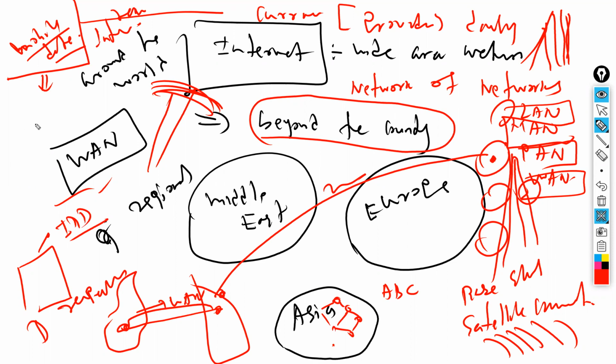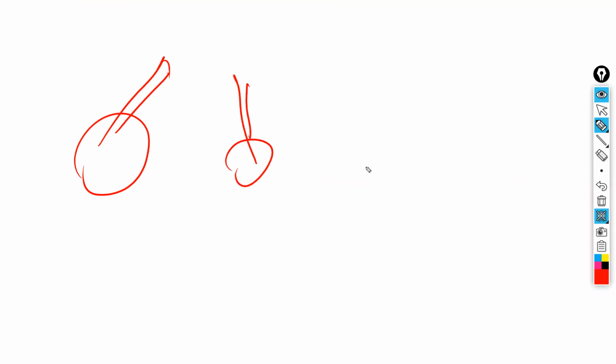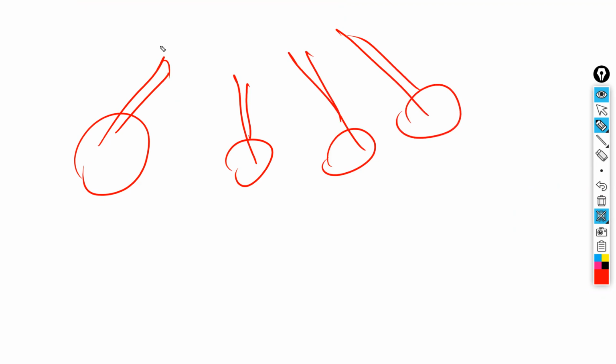Satellite connection is used for WAN technology. That means we have a Middle East satellite connection, a Europe satellite connection, and an Asia satellite connection, all connected around the world. I will show you satellite connections later. I think it is also in your syllabus.